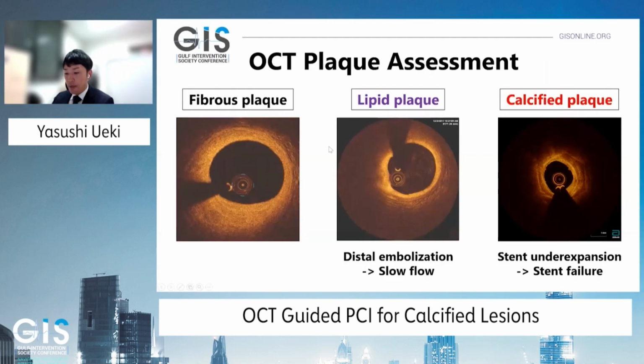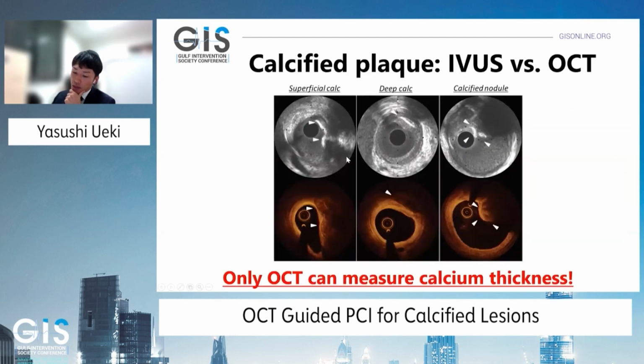So first, pre-PCI plaque assessment is clinically important because plaque type may impact PCI strategy, especially in the case of calcified plaque. Intracoronary imaging is useful to evaluate the severity of calcified regions. As you all know, calcified plaque can be visualized differently by IVUS and OCT due to the acoustic shadow by IVUS. So currently, only OCT can measure calcium thickness.